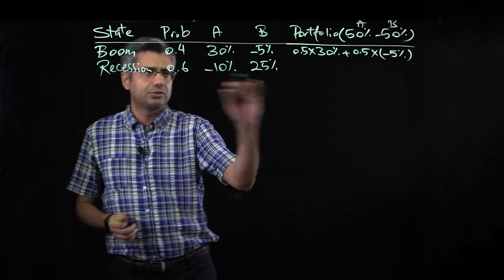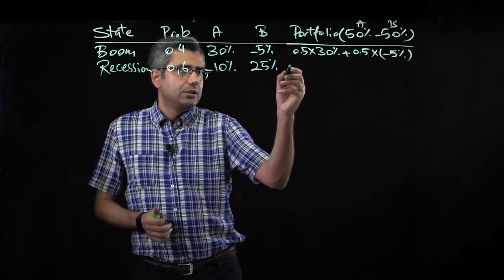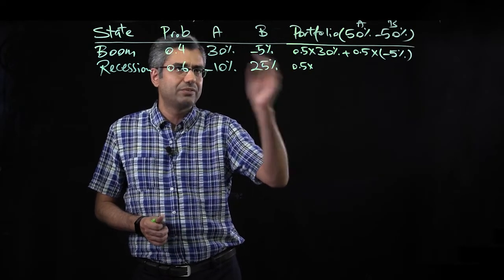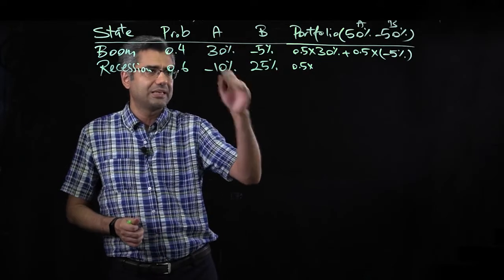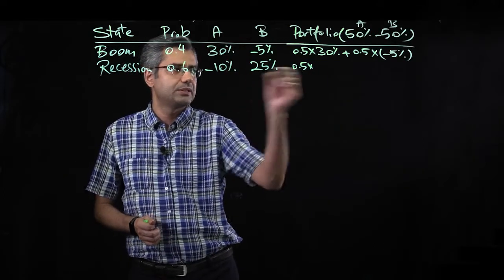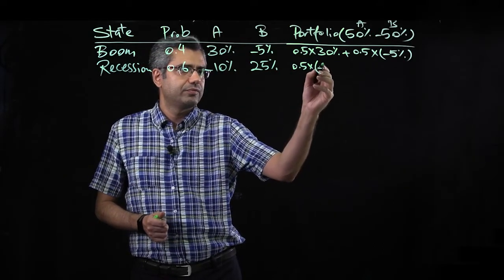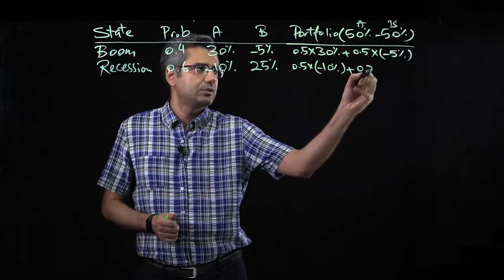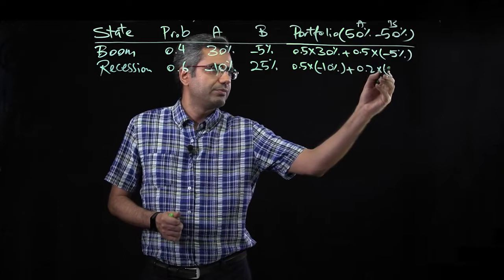Then for the recession, 50% is the weight for stock A in the portfolio. So 50% will have a loss, plus 50%, 25% profit.